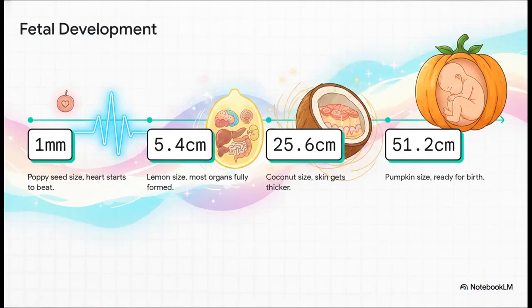With that life support system running smoothly, the growth is simply explosive. Starting at just 1 millimeter, literally the size of a tiny poppy seed, the heart is already beginning to beat. By 5.4 centimeters, which is about the size of a lemon, most of the complex organs are fully formed. Fast forward to 25.6 centimeters, roughly the size of a coconut, and the skin gets thicker, developing distinct layers. Finally, it reaches about 51.2 centimeters, roughly the size of a pumpkin, and is just about ready for birth.